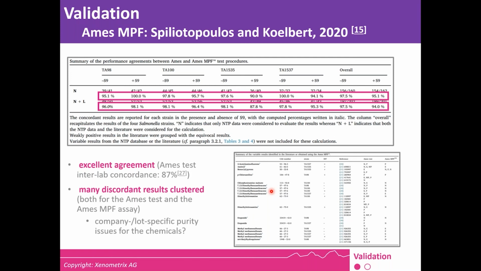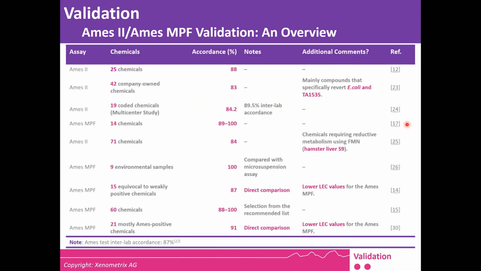So probably these concordance values, while being very, very good, are still an underestimation of how well the assays are similar. And this is in the context of a lot of validation studies that have been performed with different assays. The Ames 2 and the Ames MPF differ for the strains used.